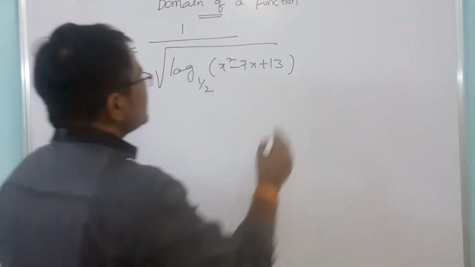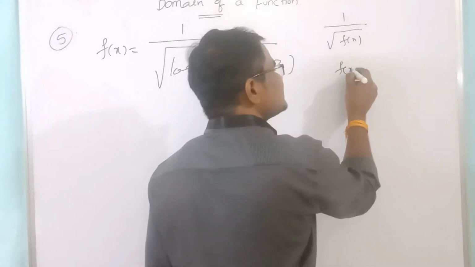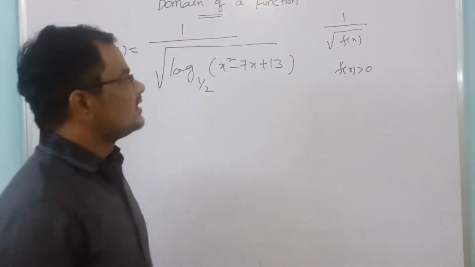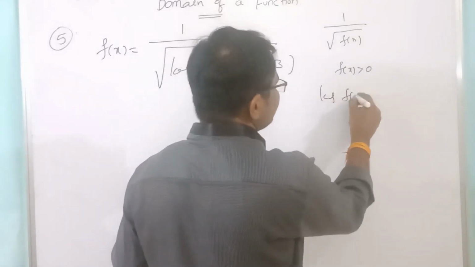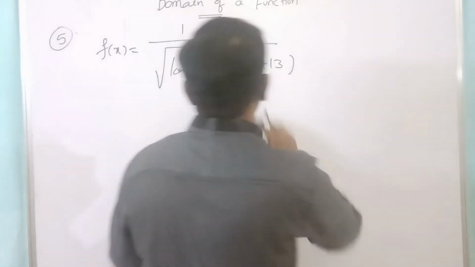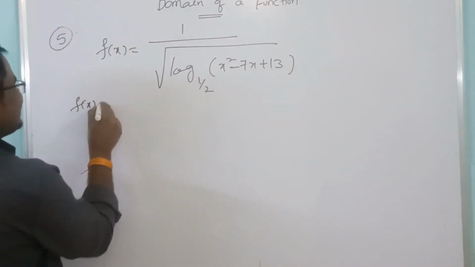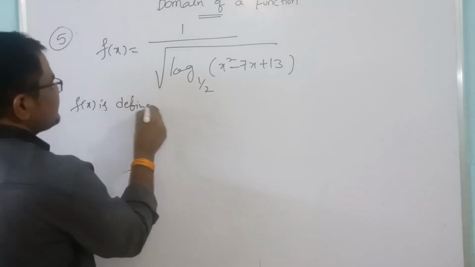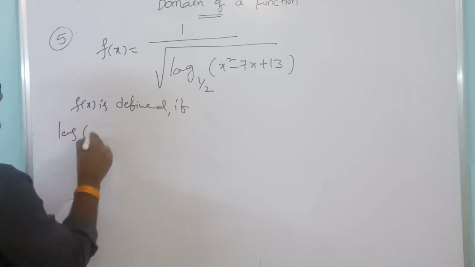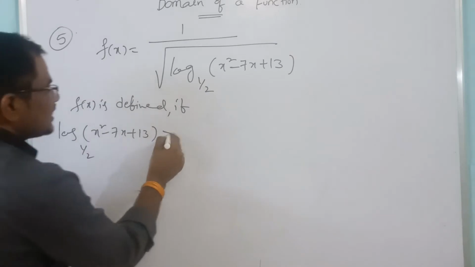Here also we know that 1 by root of f of x means f of x is greater than 0, not equal to 0 because it is in the denominator, right? Next, again log of f of x means f of x is greater than 0. By those rules, this function is defined when the first condition is log of x square minus 7x plus 13 to the base 1 by 2 greater than 0.